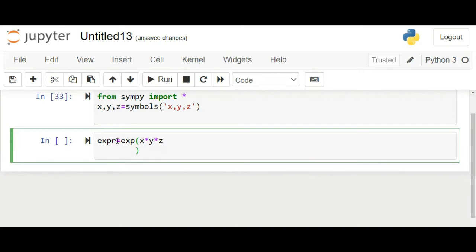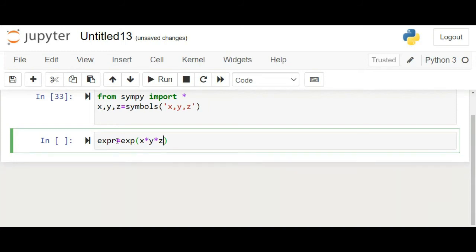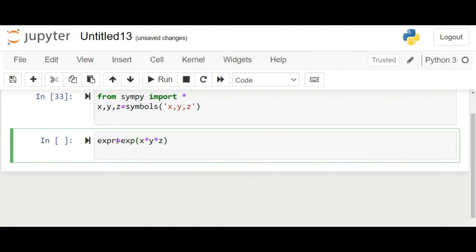And we want to make the differentiation of the expression expr. Which expression? The expression with x comma y comma z comma z comma z comma z.